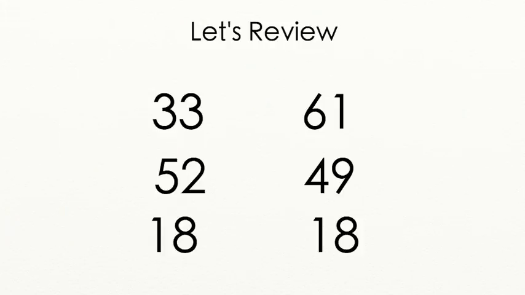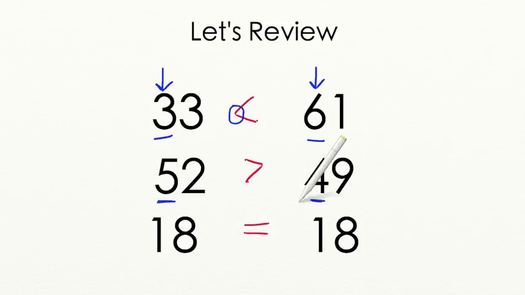Let's take a moment to review what you have learned in today's lesson. When you're comparing two numbers, you're going to use either the symbol less than, greater than, or equal to. To decide if a number is less than, greater than, or equal to another, you need to compare place values. Since the 3 in 33 is less than the 6 in 61, which are both in the tens place, 33 is the smaller number. The smaller number goes on the smaller side of the symbol. Since the 5 in 52 is greater than the 4 in 49, 52 is the larger number. The larger number goes on the larger side of the symbol.